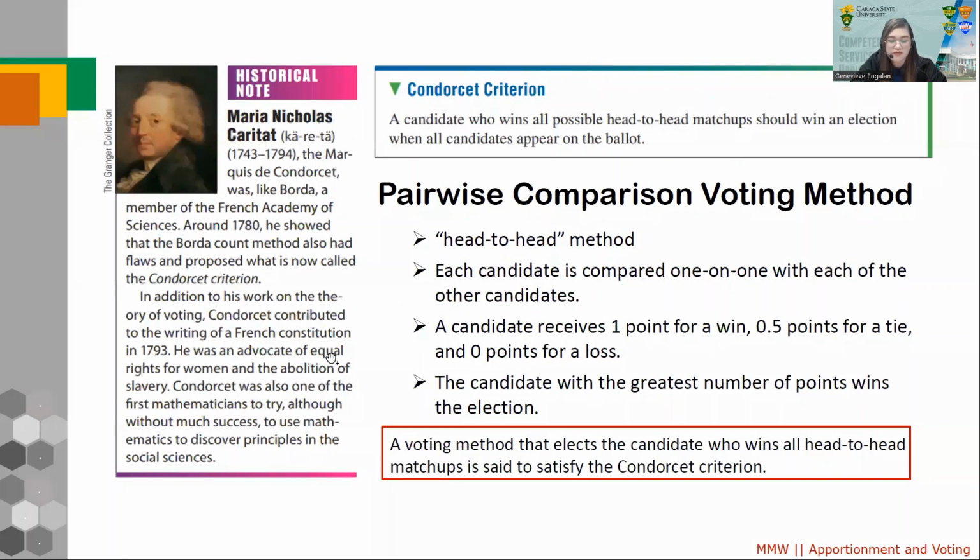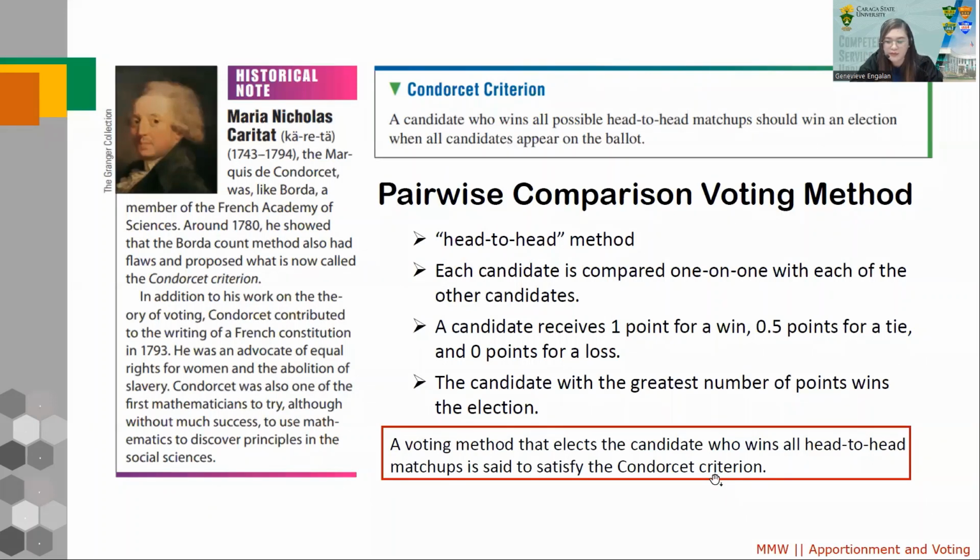He was an advocate of equal rights for women and the abolition of slavery. Condorcet was also one of the first mathematicians to try, although without much success, to use mathematics to discover principles in the social sciences. So, the pairwise comparison voting method elects the candidate who wins all head-to-head matchups, and is said to satisfy the Condorcet criterion. So it is a head-to-head challenge, so we pair them.